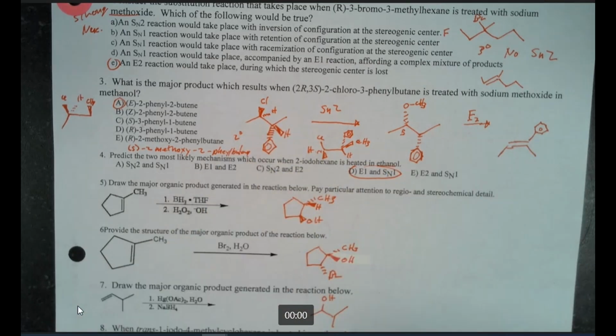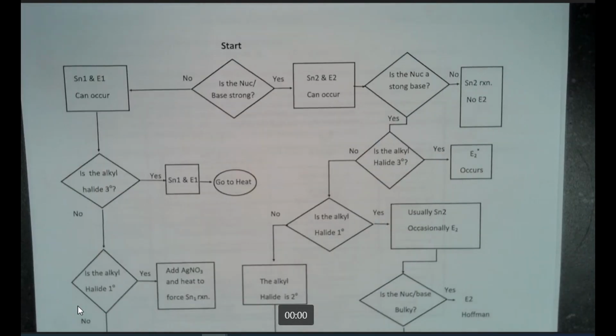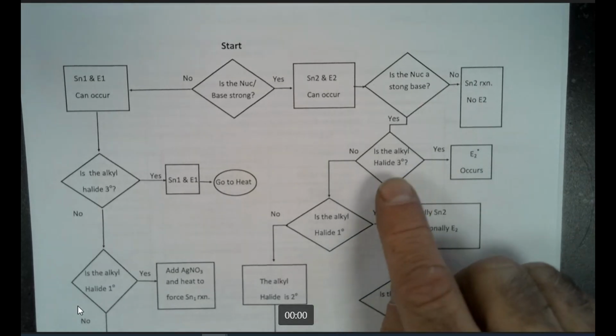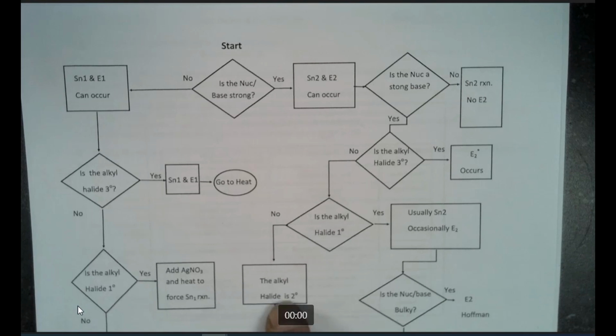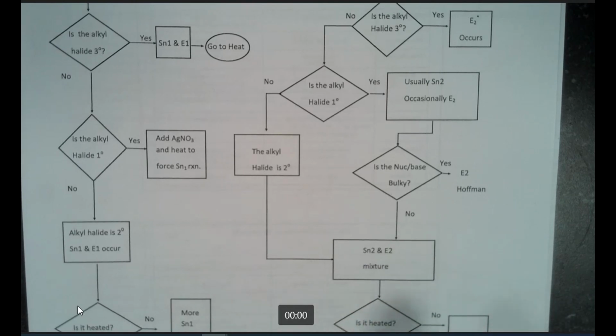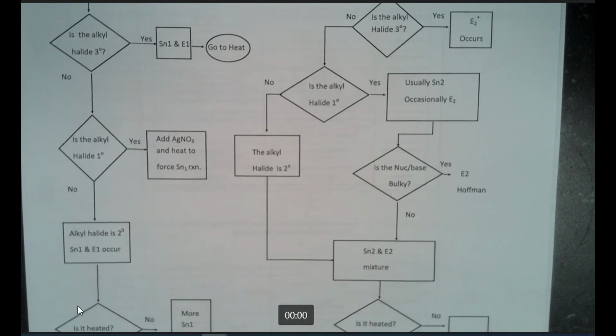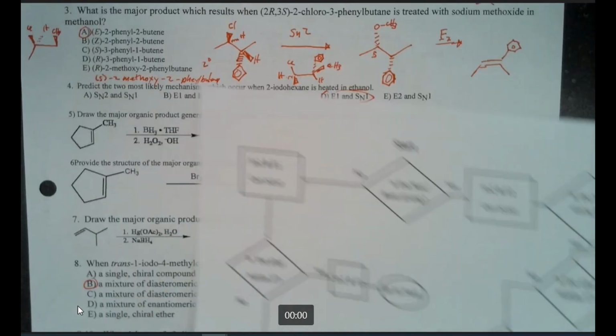So let's just go to this thing here. Is the nucleophile strong? Yes. Is the nucleophile a strong base? Is the alkyl halide tertiary? No. Is the alkyl halide primary? No. Is the alkyl halide secondary? Should be a yes here. So it says I can get both SN2 and E2. And if it's heated, I'm going to get a little more E2 over SN2 perhaps. The main point is we get a mixture.